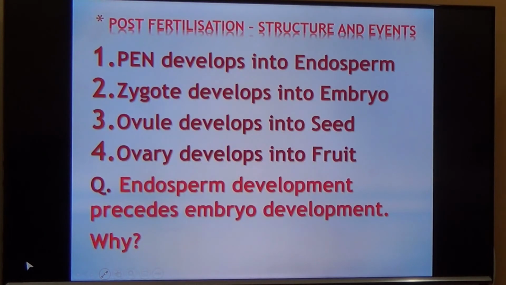Now fertilization has taken place. After fertilization, what are the events and what are the structures which are formed inside the embryo sac? All those structures are called post-fertilization structures, and the events are called post-fertilization events. Now, here we will find that the primary endosperm nucleus develops into endosperm after the process of fertilization. The zygote will develop into a full-fledged embryo.